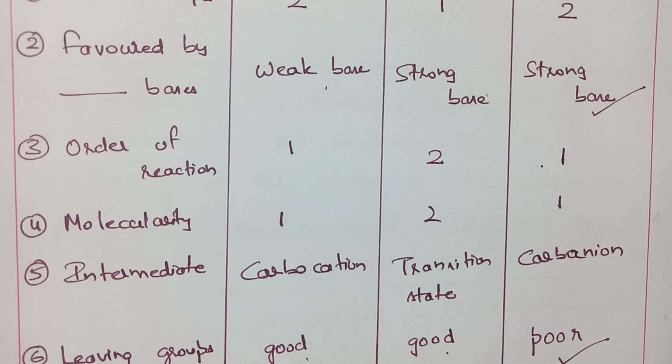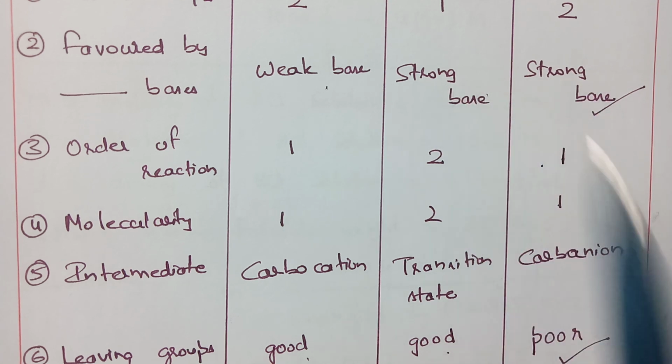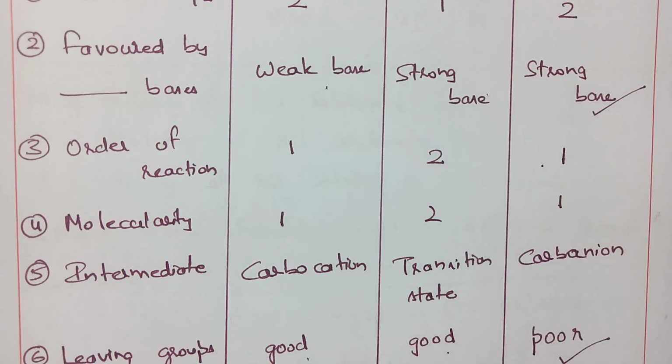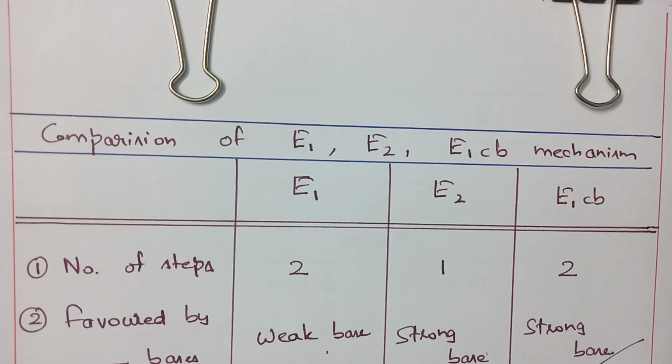So all the thing is concentrated at these 2 points only, base and leaving group. Base and leaving group will decide the mechanism for an elimination reaction. For a strong base, it may be E1cB or E2. For a weak base, it is E1. In case of good leaving groups, it may be E1 and E2. In case of a bad leaving group, it is E1cB mechanism. So this is the comparison between E1, E2 and E1cB mechanisms.